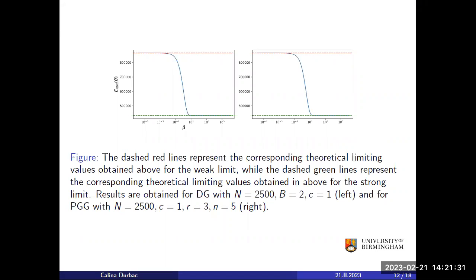Right, just to let you know, on the left-hand side, we've got a donation game with benefit 2 and cost 1. And on the right-hand side, we've got the public goods game where C is how much they're contributing, R is the multiplying factor, and N is the number of people in a group. The red dashed line is the weak selection limit, and the green dashed line is the strong selection limit. And as you can see, our cost function Emax, which is the blue one, stays between the 2 limits with varied beta on the graph.